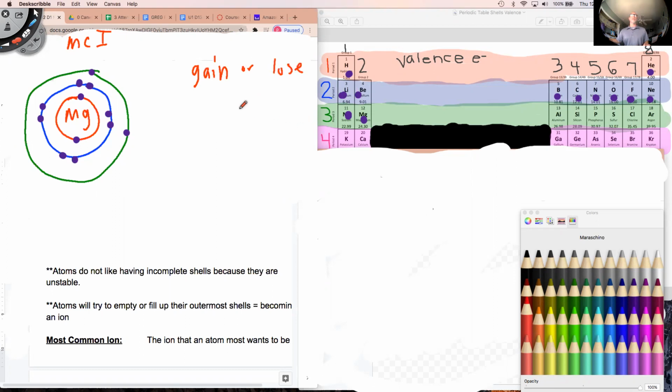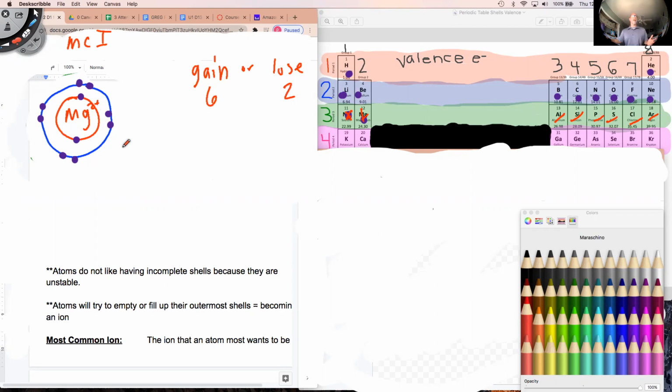So here's the question. Do you think magnesium wants to gain 1, 2, 3, 4, 5, 6 electrons? You'd have to gain 6 electrons, or do you think it's easier for magnesium to just lose those 2 electrons? Well, it's going to be easier for magnesium to lose these 2 electrons right here, right? Magnesium is going to lose these 2 electrons, and in doing so, magnesium is going to become a magnesium ion.